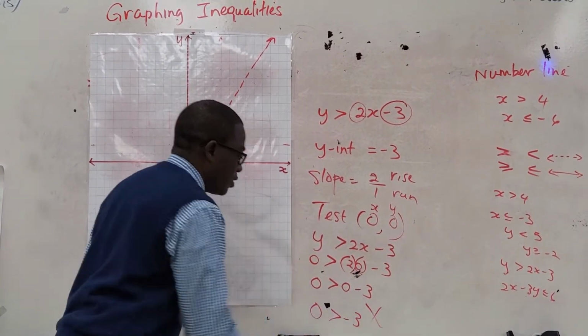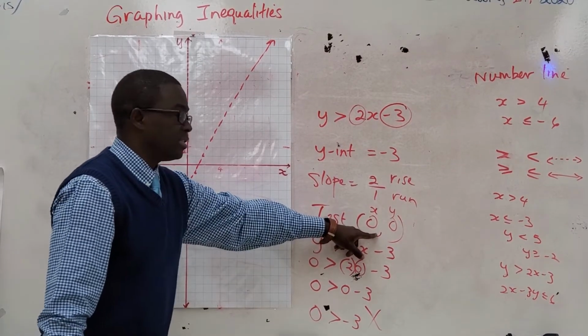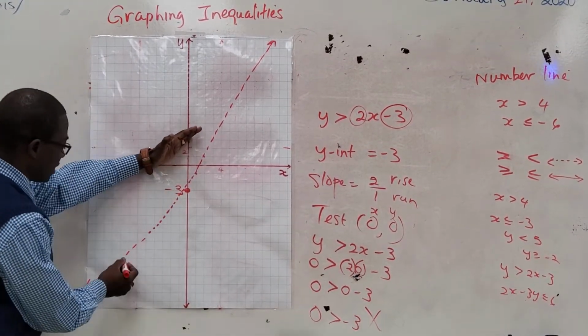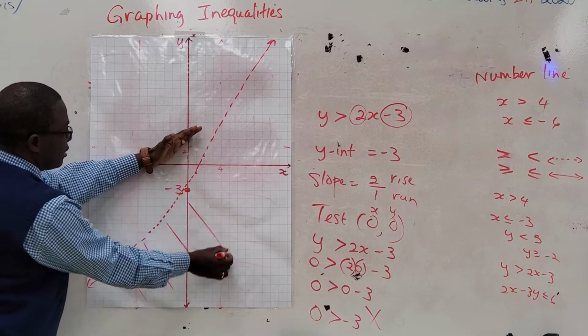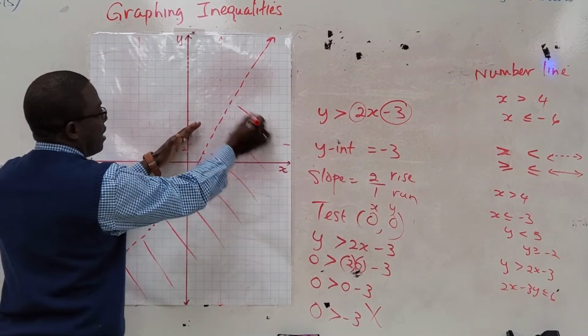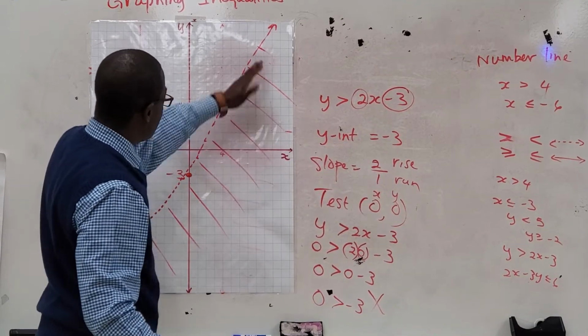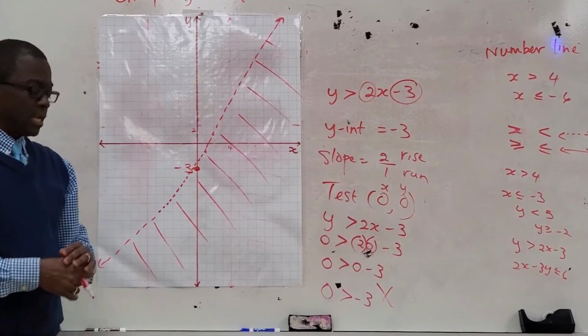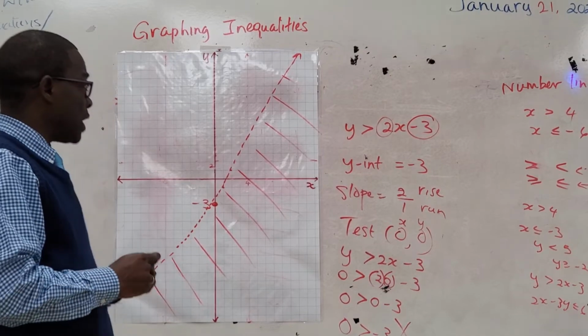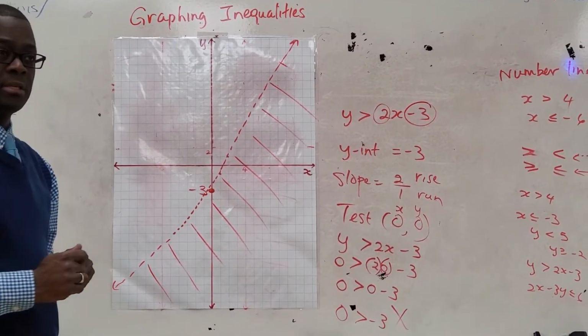No, that's not true. So it means that the origin is not a solution, so I'm going to shade the side of the line that does not have the origin in it. And so I would shade down here. So it means every single coordinate point on this side of the line would make that inequality true: y is greater than 2x minus 3.